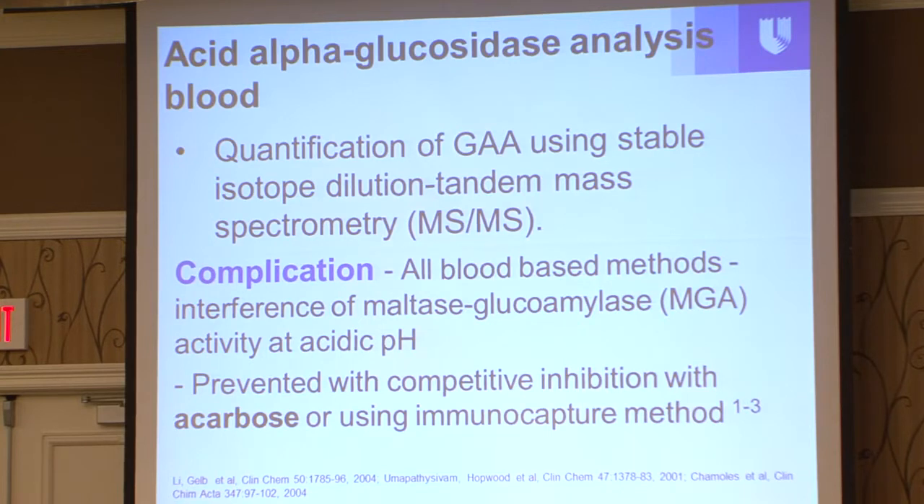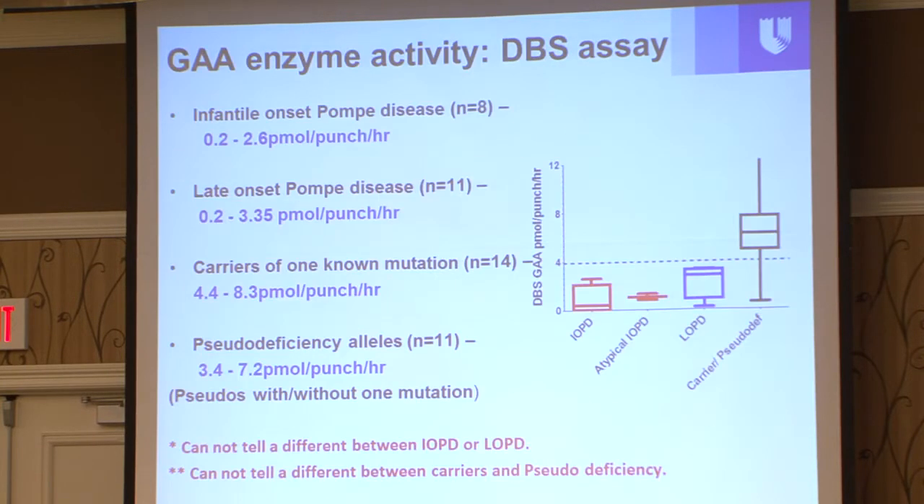So the complication with the blood spot testing is that there is an interfering enzyme, which is called maltase glucoamylase, which is active at the same acidic pH. So you have to block this enzyme by using some competitive inhibitor, which most of the labs are using acarbose, or in Australia they use immunocapture method. So you have to block this enzyme, otherwise you will have false negative results.